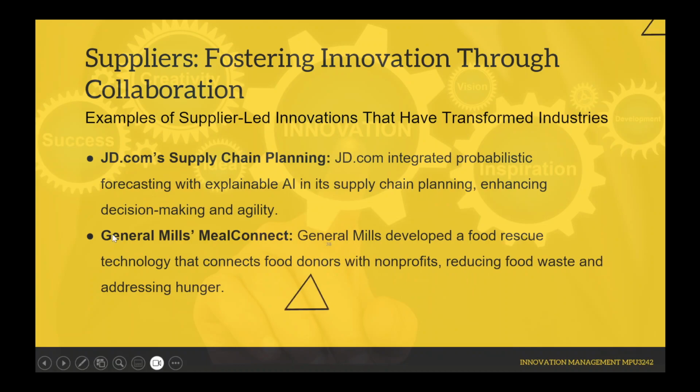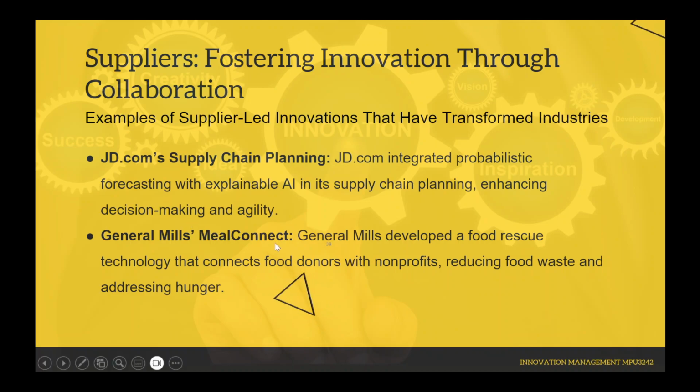Okay, so we see that one example is JD, supply chain planning. JD integrated probabilistic forecasting with explainable AI. They use AI to plan the supply chain. Supply chain means how you plan your delivery, your transport. This is what they call the supply chain. So they are using AI, so it will become cheaper for them.